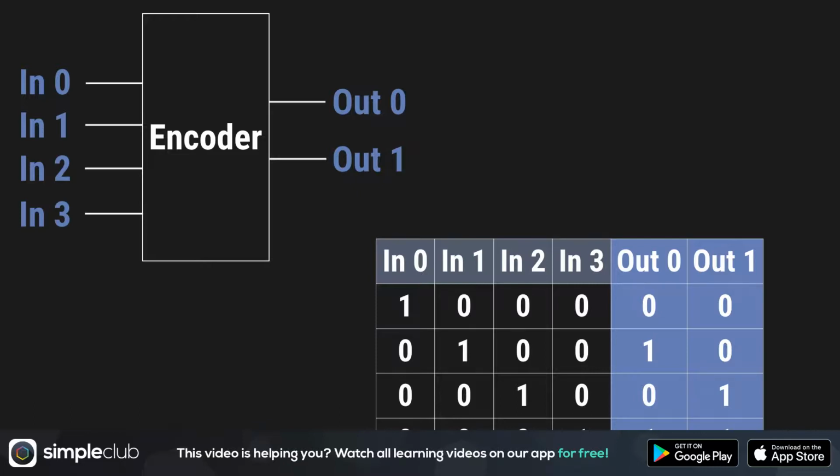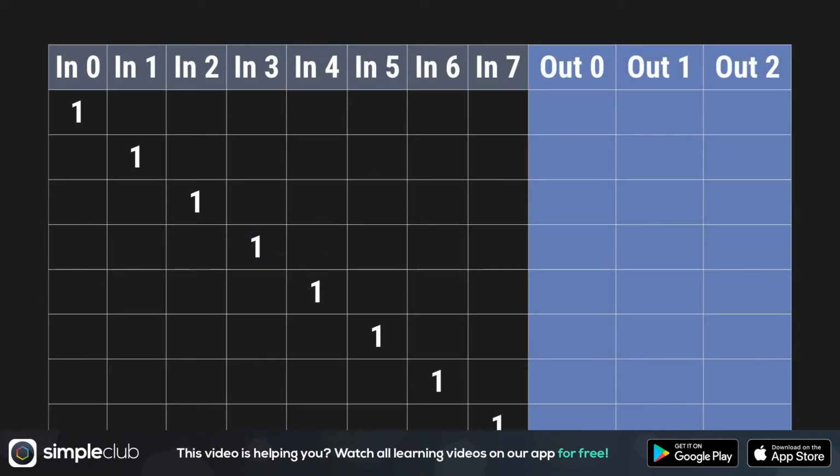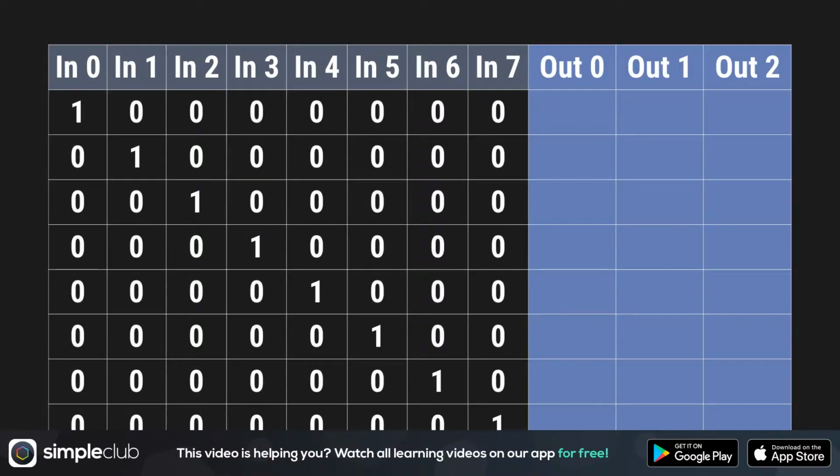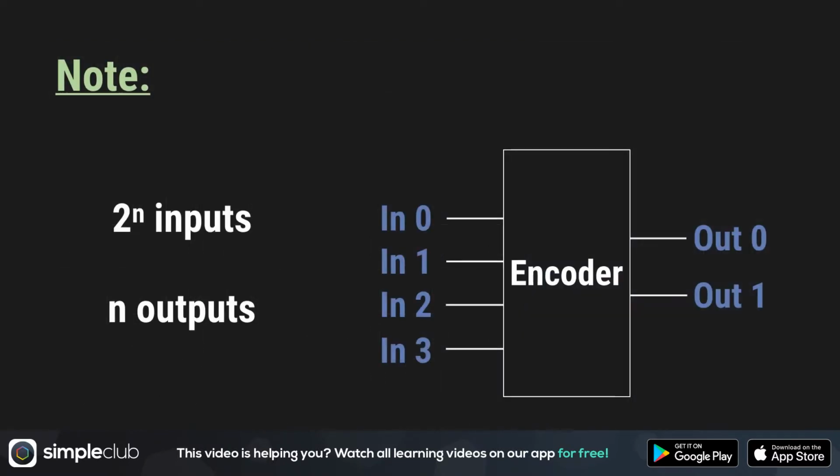Like a decoder, an encoder may also feature a larger number of inputs and outputs. An 8-to-3 encoder would look like this. Once again, each input features a single 1, and now the 3 outputs form a 3-digit binary number. So what we need to remember is that an encoder always has 2 to the nth power inputs and n outputs. So it's essentially just the opposite of a decoder.